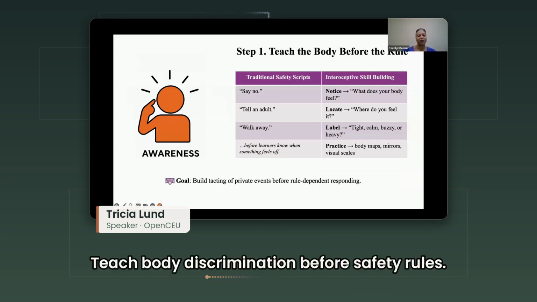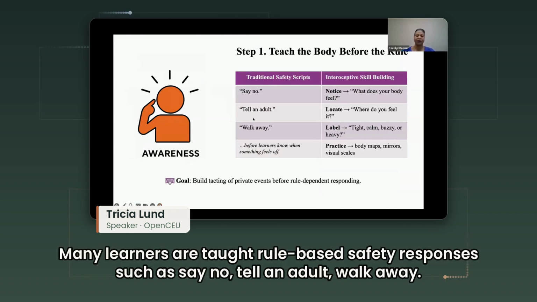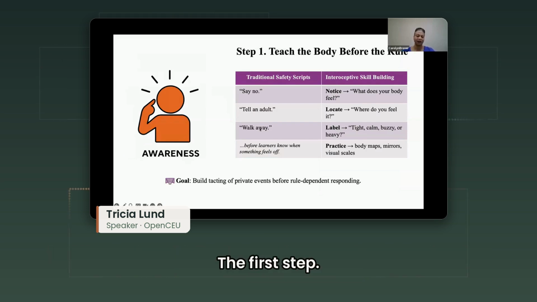Step 1, teach body discrimination before safety rules. As Tricia and I have been indicating, many learners are taught rule-based safety responses such as say no, tell an adult, walk away. And they're taught this before they can discriminate when something feels unsafe.